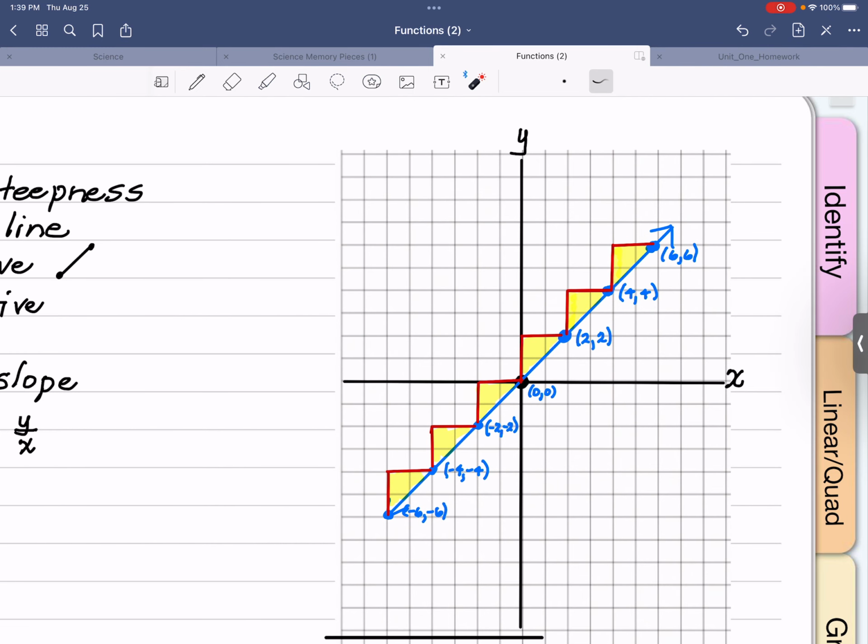Okay, what I have drawn here in the blue line is a function. And that's what this whole course coming up is about. Now, there are different types of functions. That is called a linear function.